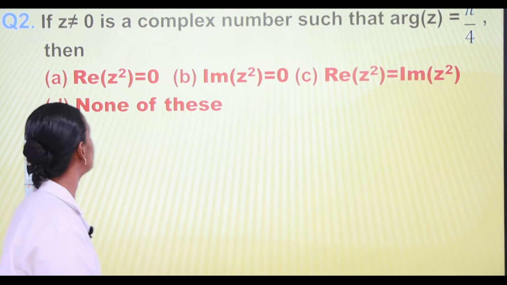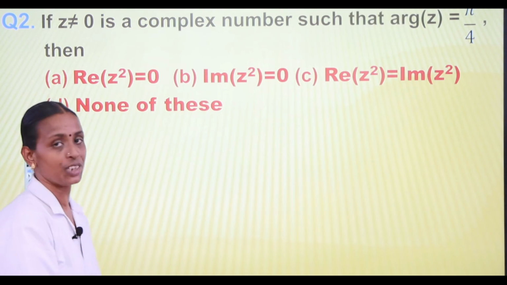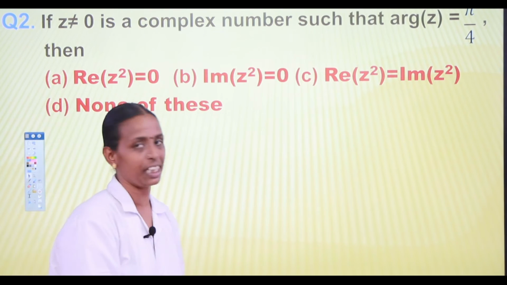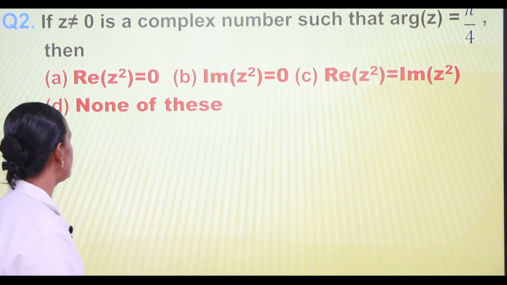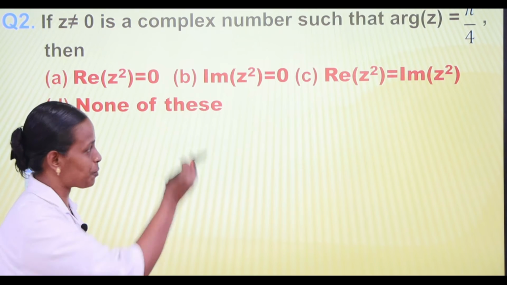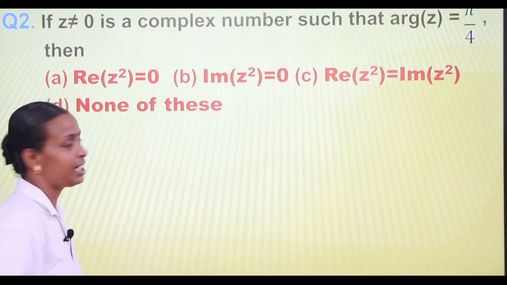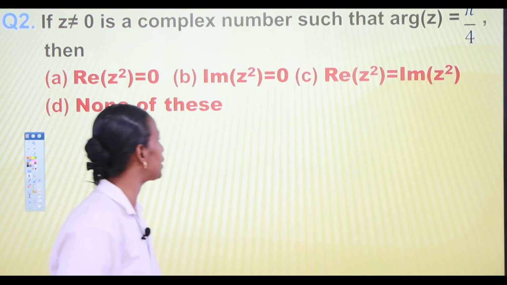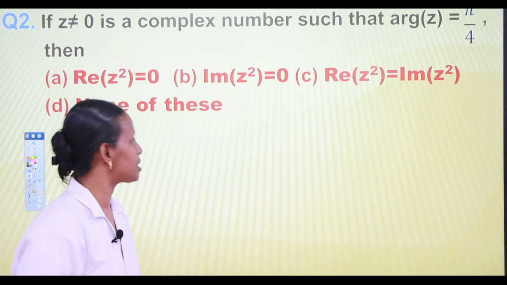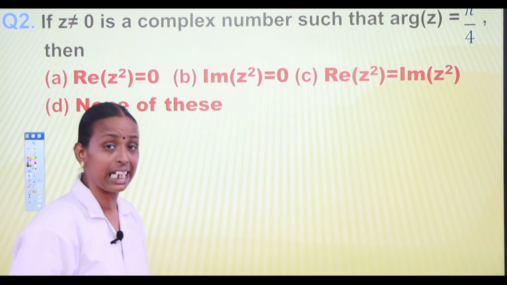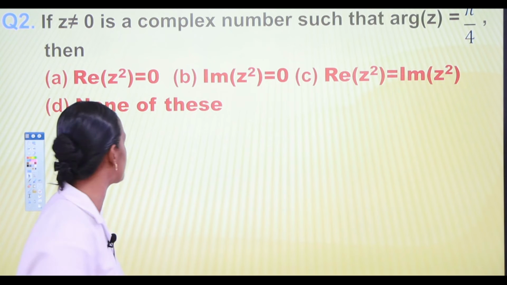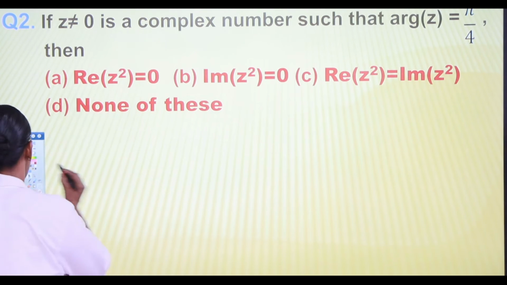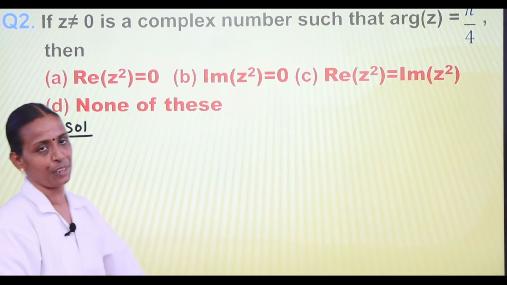Second question. If Z not equal to 0 is a complex number such that argument of Z equal to pi by 4, then which one is the correct option for the given one? Option A, real part of Z square equal to 0. Option B, imaginary part of Z square equal to 0. Option C, real part of Z square equal to imaginary part of Z square. Option D, none of these. Now we are going to see the solution. How to find the solution for this one?